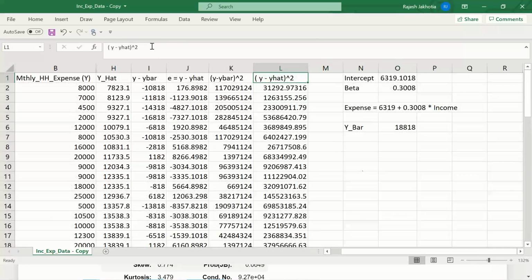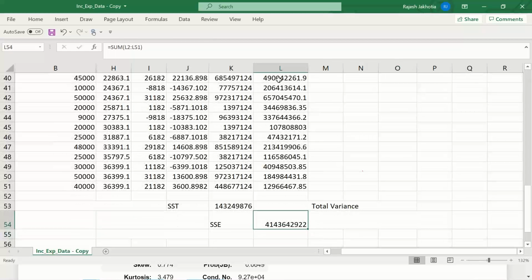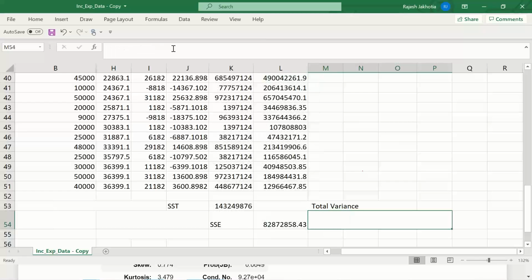This is the component which is sum of squared error. And if this sum of squared error, just like we have divided the above number by 50, because 50 is the number of observations, if I divide this also, I can say this is my unexplained variance, because this is the error which is still there.